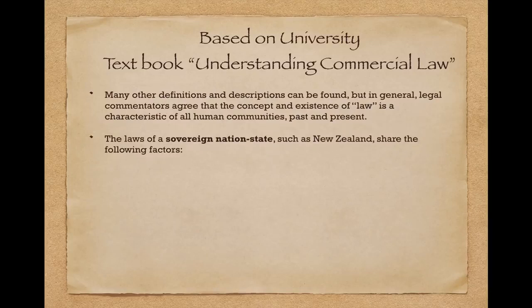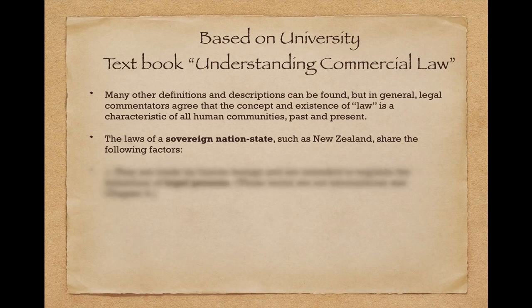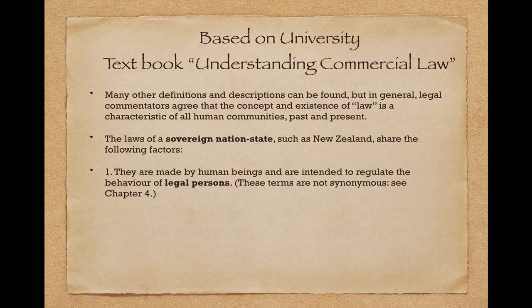The laws of a sovereign nation state, such as New Zealand, share the following factors. This doesn't only apply to New Zealand, it applies to all English-type countries. 1. They are made by human beings and are intended to regulate the behavior of legal persons. These terms are not synonymous. See Chapter 4. Now we'll come to that in a second.